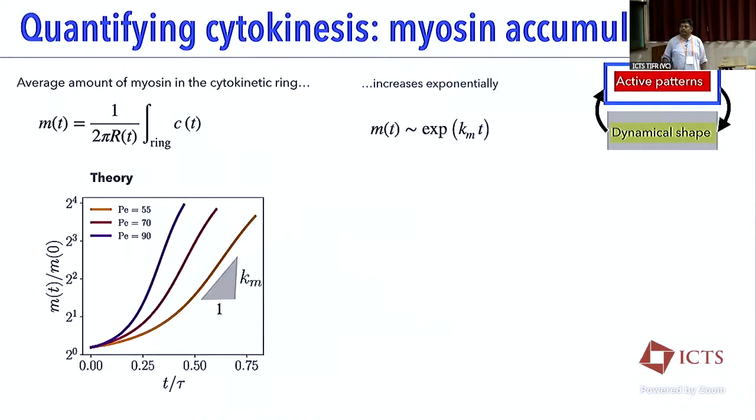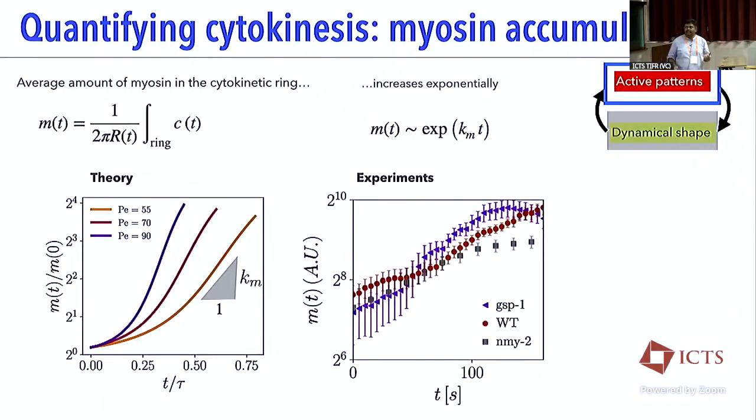Second thing, we can look at the myosin in the ring. Once you have the ring, you can ask how does the myosin accumulate in the ring? Remember, the ring is constricting, the radius is going down, so therefore the amount will go up. In the theory, we found that there is a regime where the myosin increases exponentially with time. That defines the exponential rate constant Km. Surprise, surprise, even in the experiment, we do see a very nice exponential regime increase of the myosin.